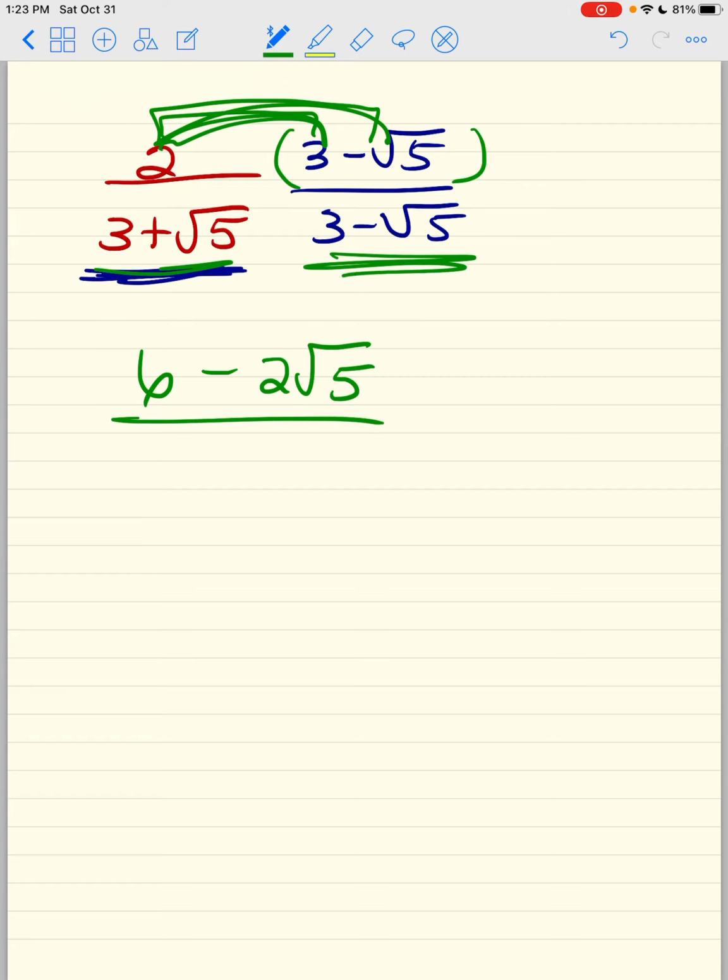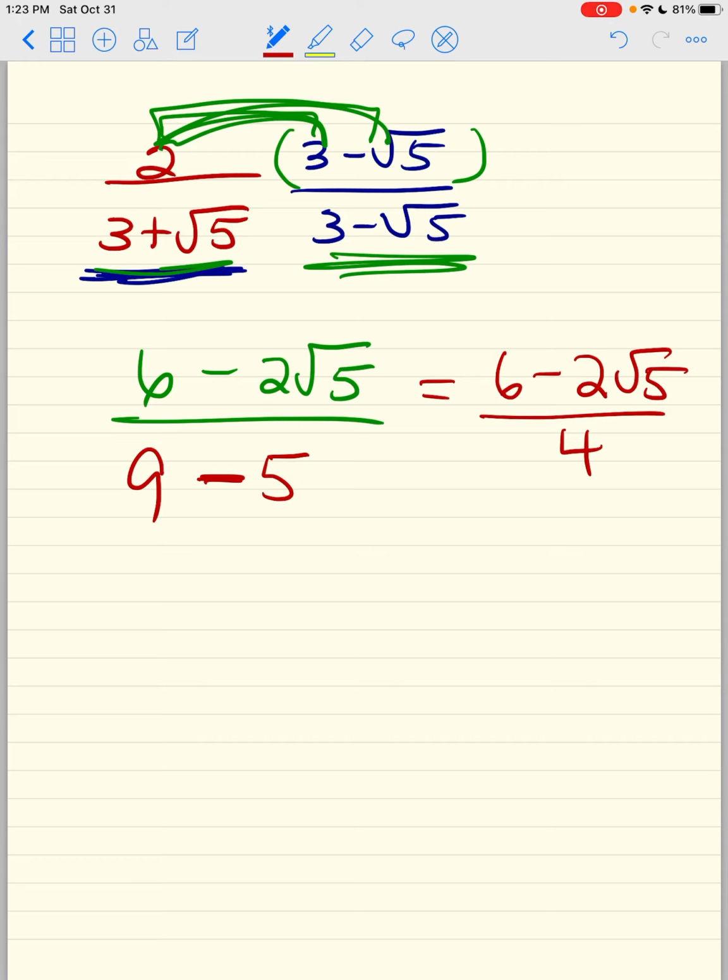Once you get there, do you guys remember how to multiply conjugates? All you have to do is square the first number that you see, which is 3. Always a minus no matter what. And then square the 5. Square the square root of 5, which is 5. So that's going to be 4.